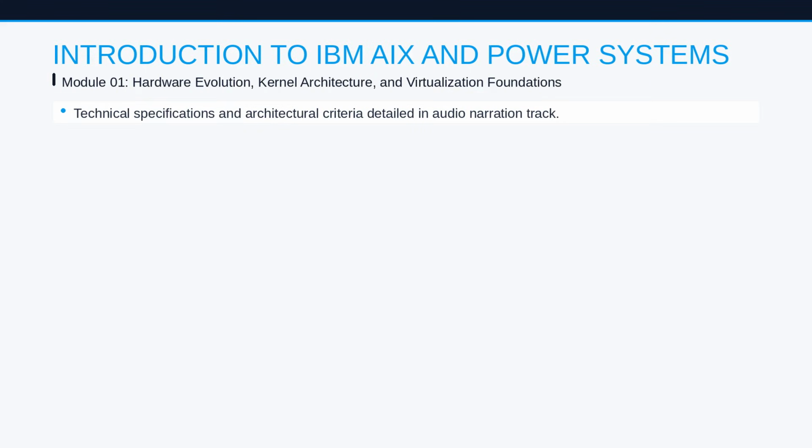Welcome to Module 01, covering IBM AIX and Power Systems Virtualization Infrastructure. In this deep dive technical session, we will audit bare metal processor topologies, unpack kernel operational boundaries, configure isolated hardware partitions, and query relational configuration databases.